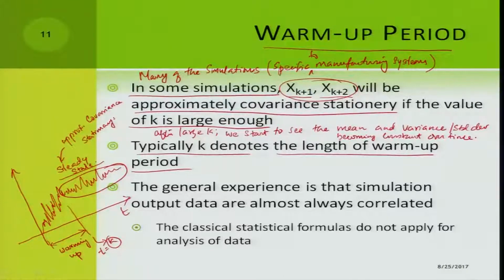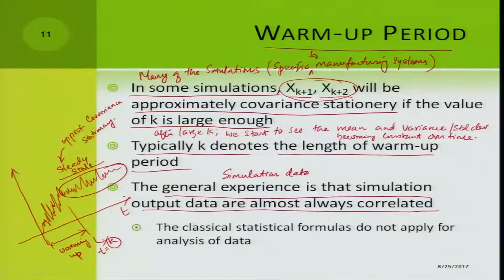The most important thing that I want all of you to remember is the typical experience from all the people who work in the simulation field: the simulation output data is almost always correlated. Simulation data is mostly correlated, almost always correlated. That is the best way for you to think about it. Hence, what is the problem with correlated data? The classic statistical formulas do not apply to analysis of those data.